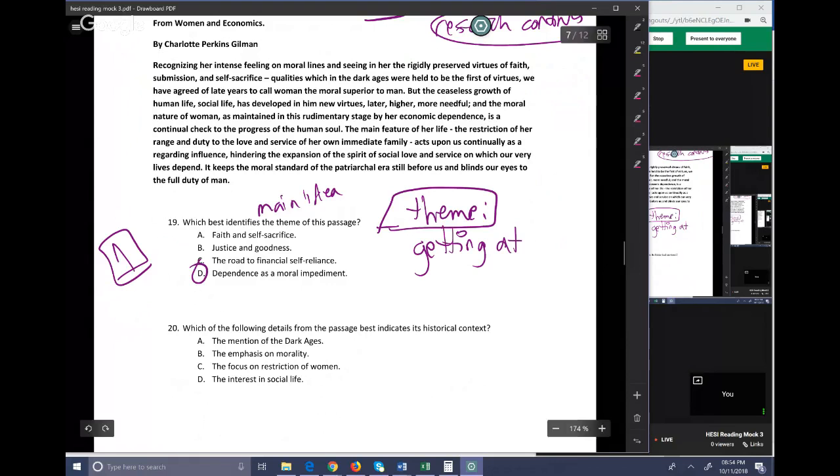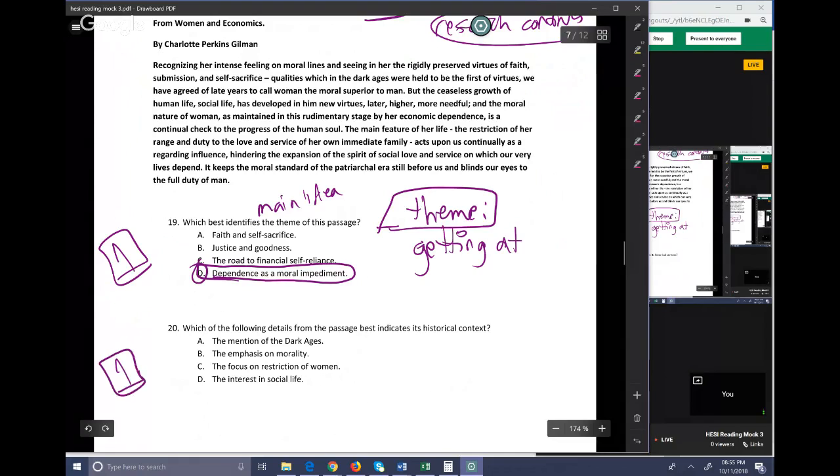So they definitely aren't describing a road to self-reliance. They're getting at the fact that self-reliance would be helpful to the growth of your soul, but they're not playing out a road to that whatsoever. Justice and goodness are not really talked about or mentioned. And then faith and self-sacrifice, there is no mention of faith at all. I don't remember a mention of self-sacrifice either. Even if you felt like you found one of the parts of an answer, you would not feel as strongly that it was alluded to as you would with D.